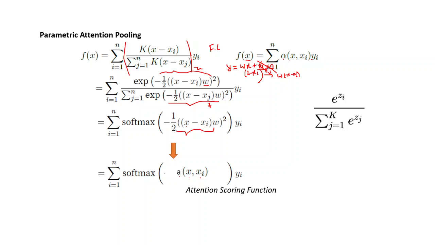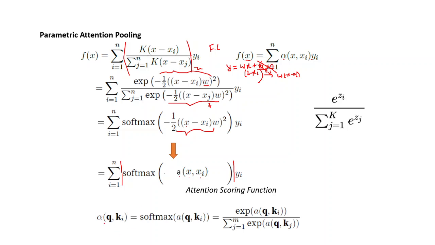Now what is this alpha function? If you consider this softmax shape, this alpha is basically the softmax of your attention scoring function. So from now on, whenever we are trying to compute the attention pooling function, this will be the basis. It will be the softmax of the attention scoring function, multiplied with yi, and a summation will be done over that.